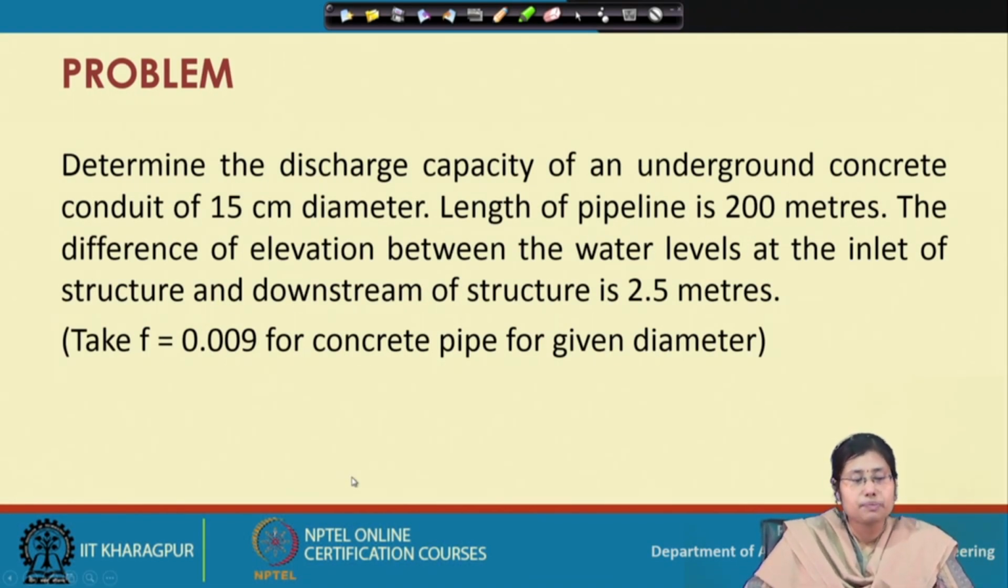Now, we are going to solve a small problem based on the design steps I have taken. Determine the discharge capacity of an underground concrete conduit of 15 centimeter diameter. The length of the pipeline is 200 meters, and the difference of elevation between the water levels at the inlet of the structure and downstream of the structure is 2.5 meters. The last information will be used for calculating the slope of the structure, and take f as 0.009 for concrete pipe for a given diameter.